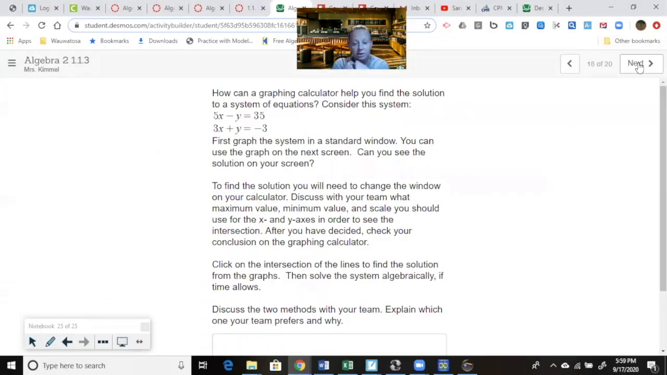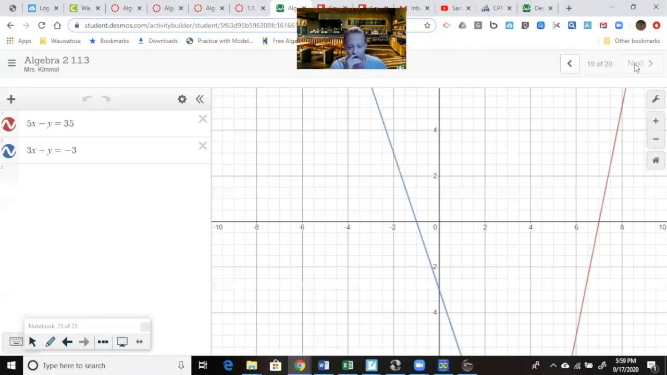Can a graphing calculator help you find the solution to a system like that? So if we have 5x minus y equals 35, and we have 3x plus y equals -3, first graph the system in a standard window, try to find the solution. Then it's asking you, if you have time, to solve it algebraically and just confirm your answer. You should notice that the two methods give you the same solution. Let's move to the next window, because this is where you've typed in Desmos.